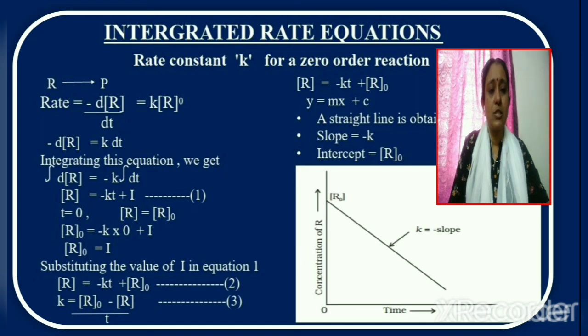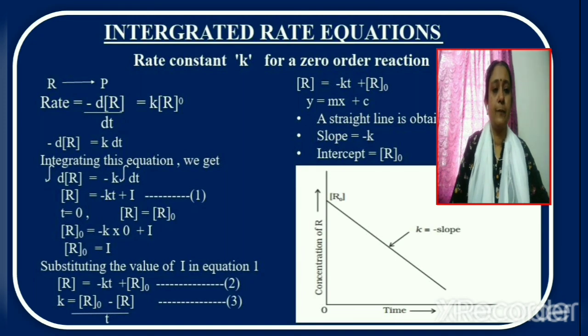Now rearrange this equation. On rearranging this equation, we get the rate constant K as equal to R0 minus R by t, where R0 is the initial concentration of the reactant and R is the concentration of the reactant at time t. So we have the rate constant K for a zero order reaction. And how is it given as? It is given as K is equal to R0 minus R by t.